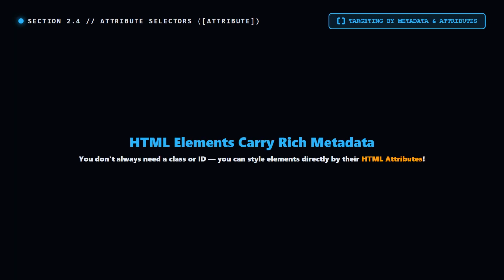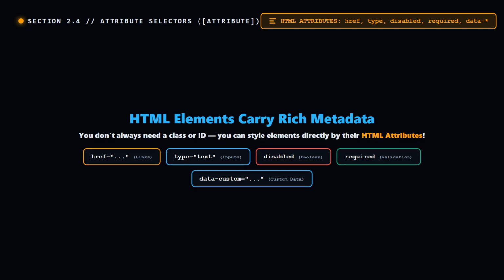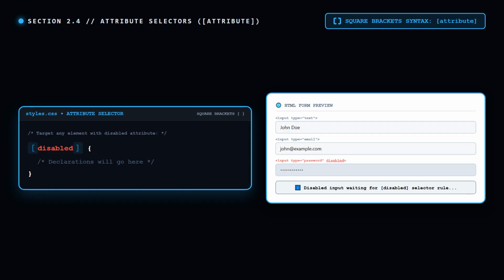So far, we've selected elements by tag name, class, and ID. But HTML elements can carry many other attributes: href on links, type on inputs, disabled, required, data-custom attributes, and more. Attribute selectors allow you to target elements based on the presence or value of any attribute. They're written inside square brackets.